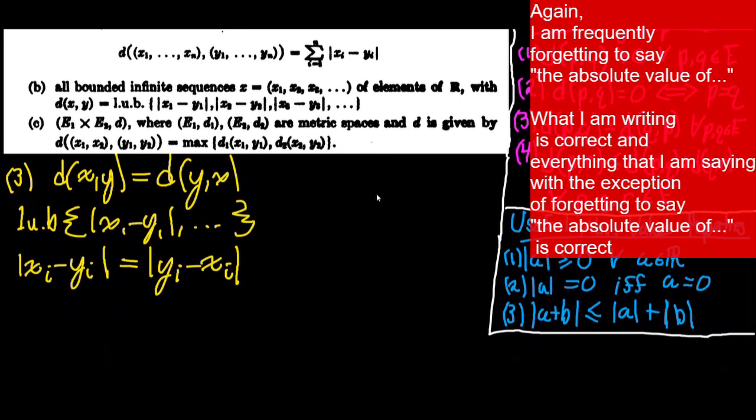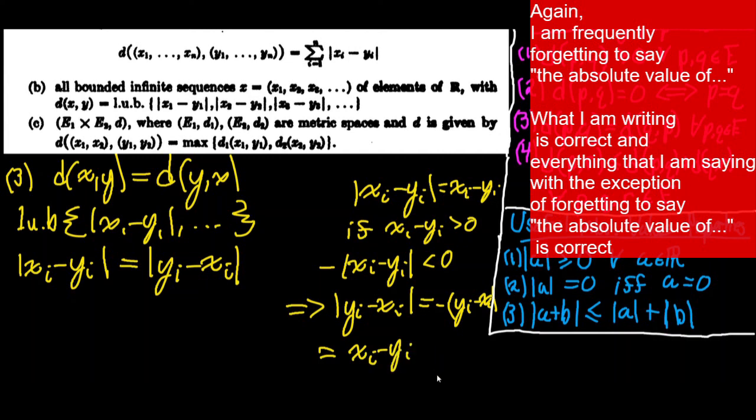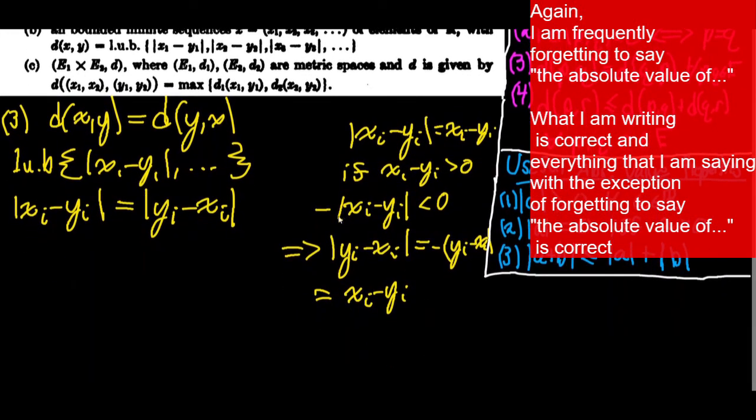I'll give you kind of a hint of what this argument is. So we know that the absolute value of xi minus yi is equal to xi minus yi if xi minus yi is strictly greater than 0. And that means that negative (xi minus yi) is less than 0. So this implies that the absolute value of yi minus xi is equal to negative (yi minus xi), which is equal to xi minus yi. So, this is in parentheses, these aren't absolute value signs, these are parentheses.